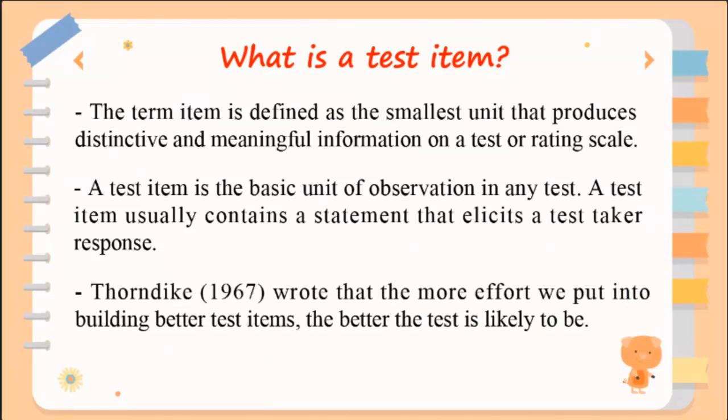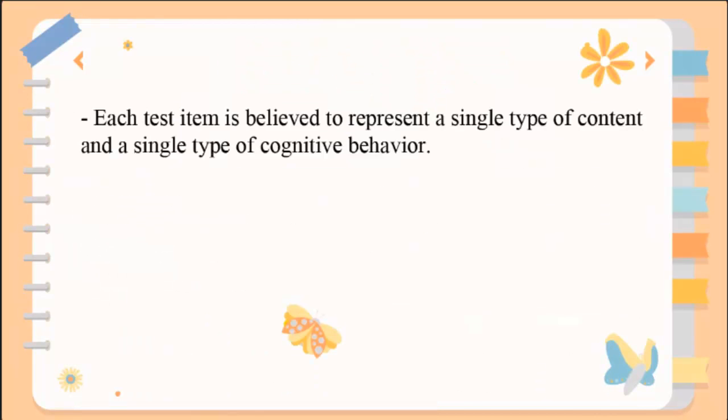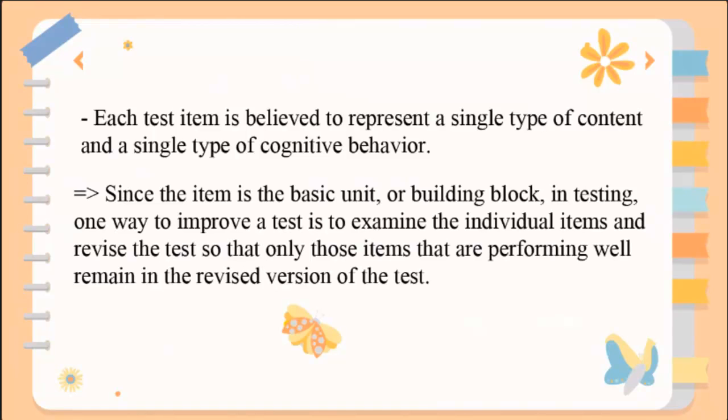So, from 1967, the more effort we put into building better test items, the better the test is likely to be. Each test item is believed to represent a single type of content and a single type of cognitive behavior. So the item is a basic unit or a building block in testing. One way to improve a test is to examine the individual items and revise the test so that only those items that are performing well remain in the revised version of the test.